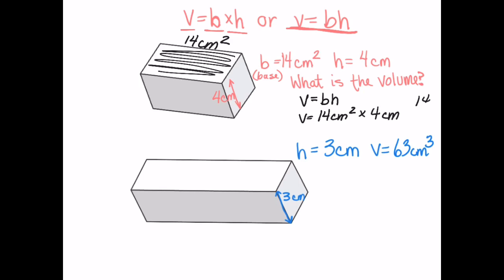I might need to figure that out, not in my head, which some of you would be able to do. 4 times 4 is 16, 4 times 1 is 4, plus 1 more is 56. So volume equals 56 what? 56 centimeters cubed.